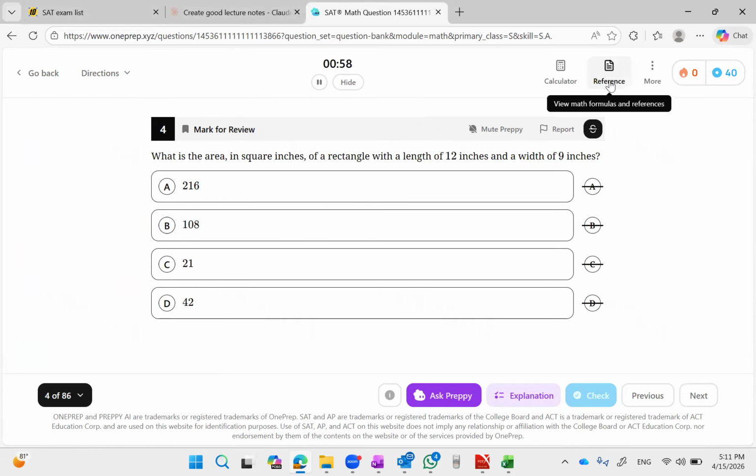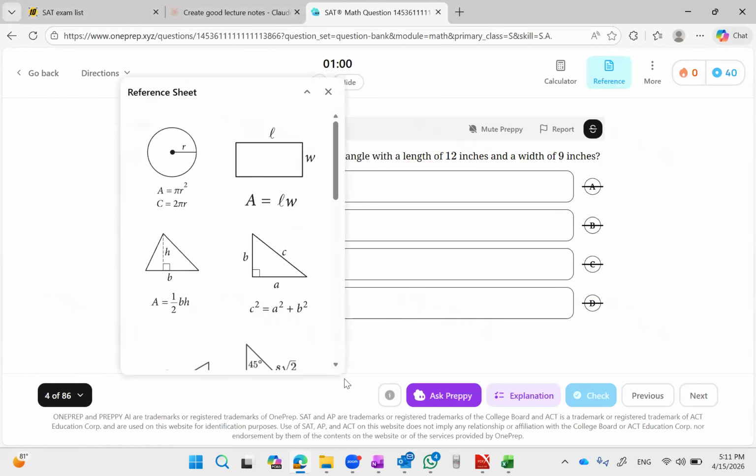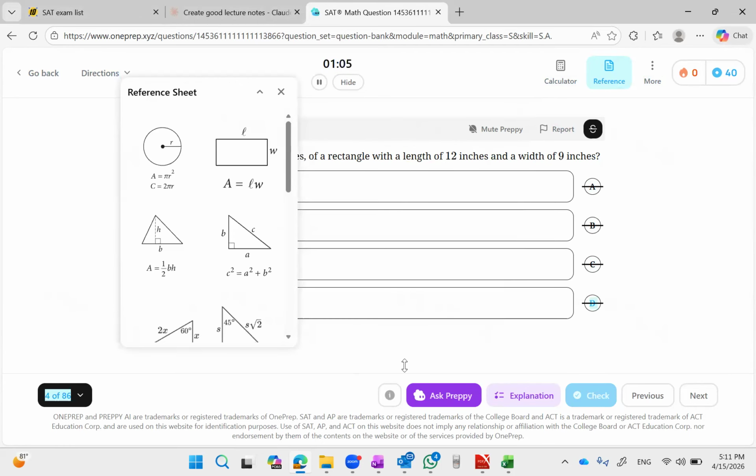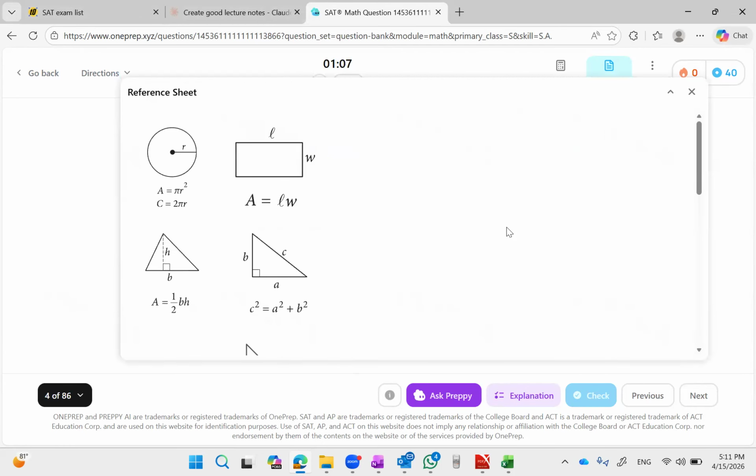Let's go to the reference first, before we go through this one, and understand what we have and what we don't have in this one. Okay. So let's open this one. Let's go to the reference.